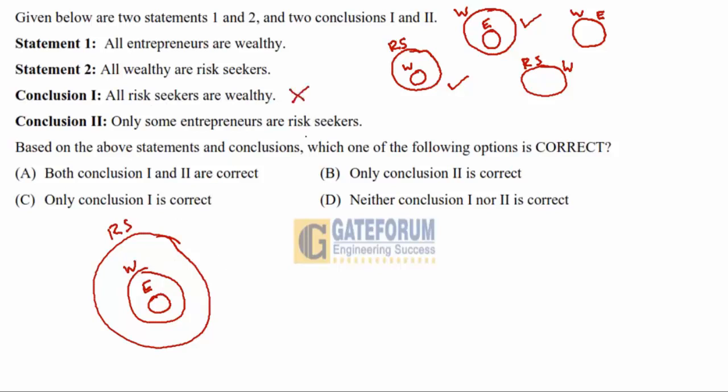Only some entrepreneurs are risk seekers. No, all entrepreneurs are risk seekers. So this is also wrong. So I will say neither conclusion 1 nor 2 is correct. Okay, so this one will be the correct one.